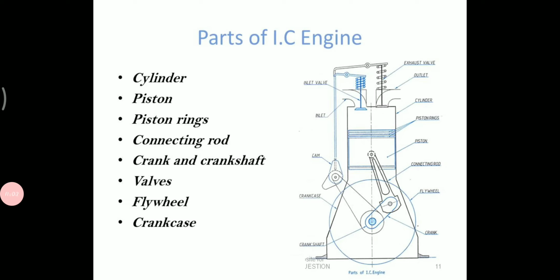So this is the two-dimensional diagram; what you have to write in the examination: inlet valve, outlet or exhaust valve, cam, crank, crankshaft, connecting rod, piston, piston rings, cylinder, flywheel. So this is the two-dimensional picture that you have to write in your examination.